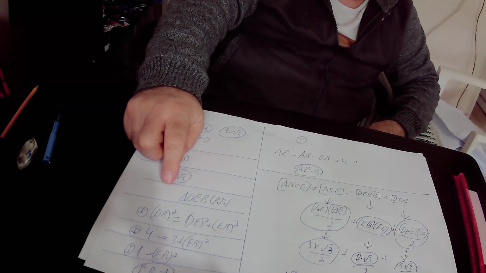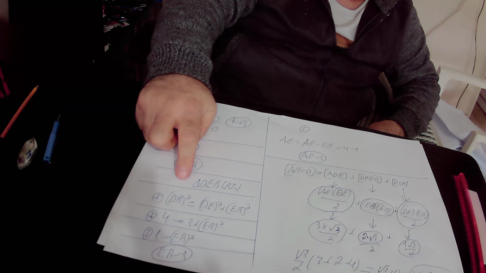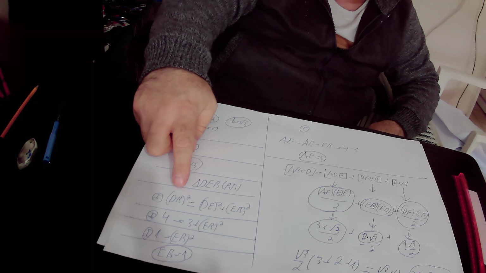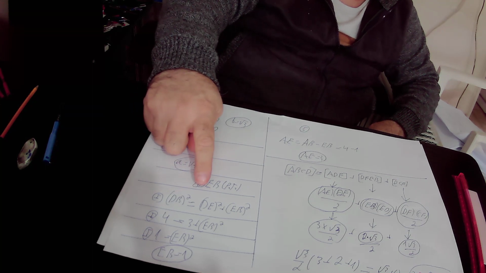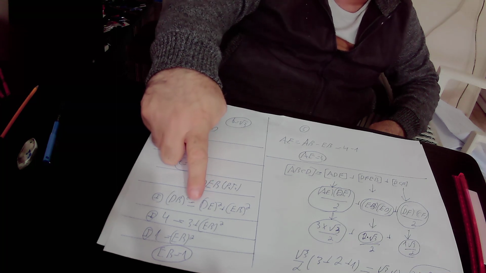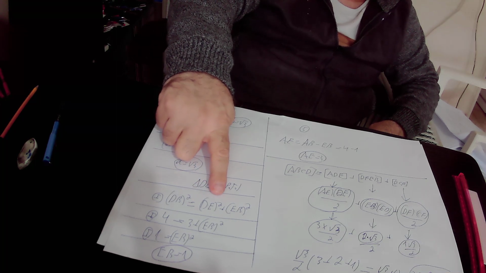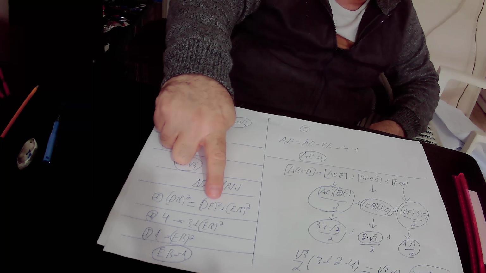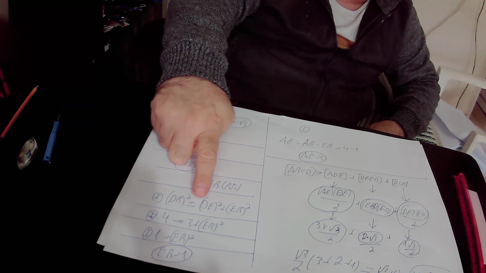According to the Pythagoras theorem, the square of the hypotenuse equals the sum of the squares of the perpendicular sides. That is to say, DB squared equals DE squared plus EB squared. DB is 2, so DB squared is 2 squared, which is 4. DE is square root of 3, so DE squared is square root of 3 squared, which is 3. And EB is the missing variable, so we leave it as it is. So we got that 4 equals 3 plus EB squared.